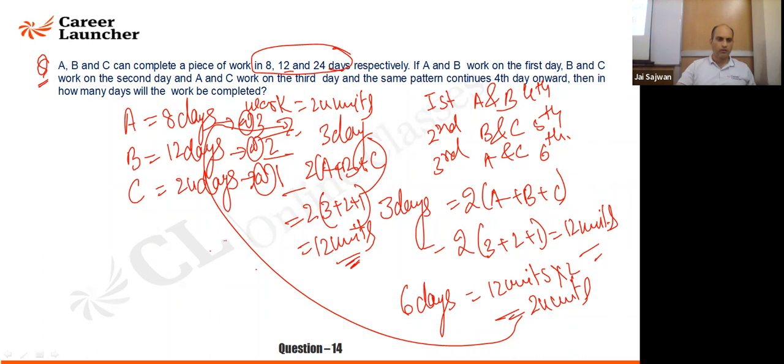Ankit, can you hear me? Why do we multiply by 2? Because the total work is 24 units. In 3 days, you just do 12 units of the work. But the total work is not 12 units, my dear, it is 24 units. That's why I need to double it. I have to work for 3 more days so that again 12 more units of work is done. Clear, Ankit, now?